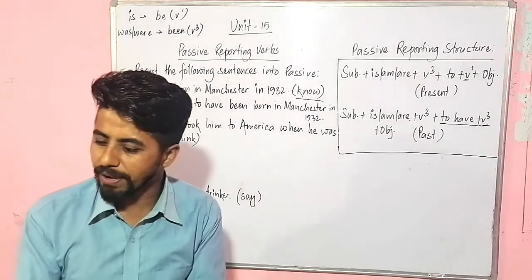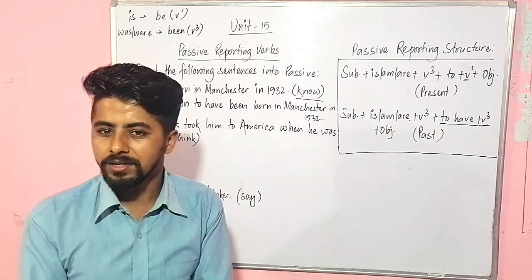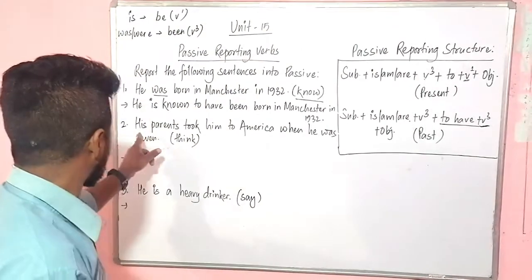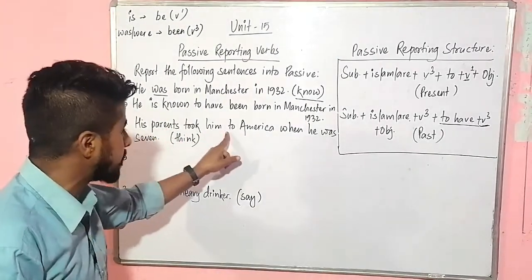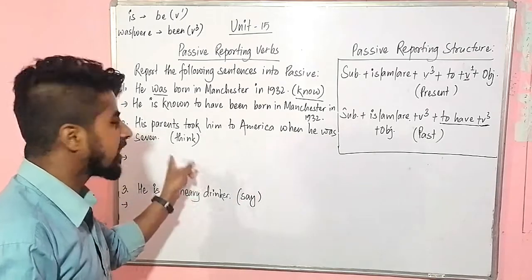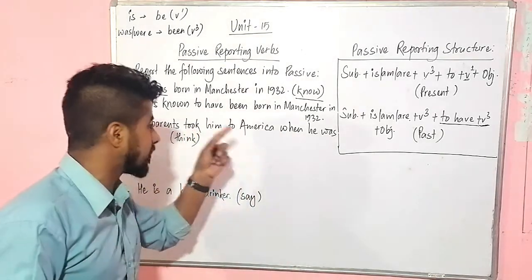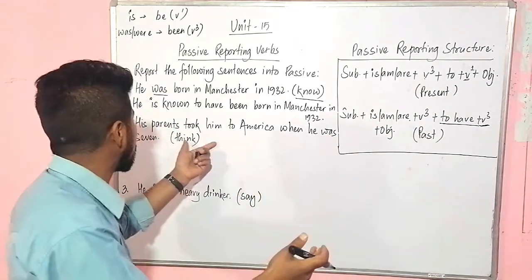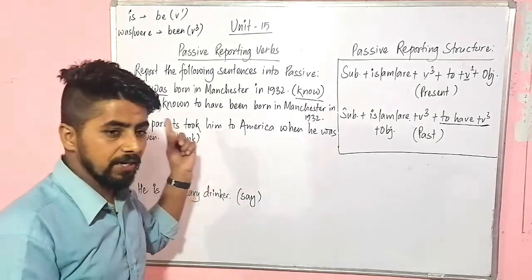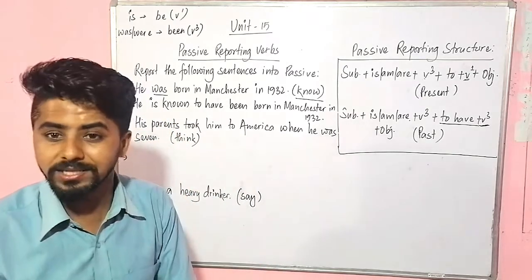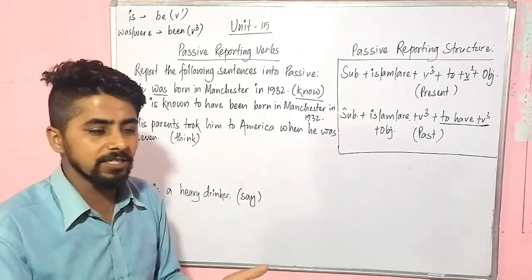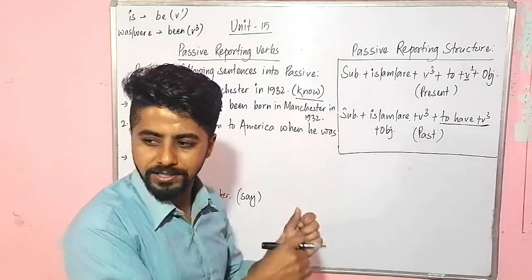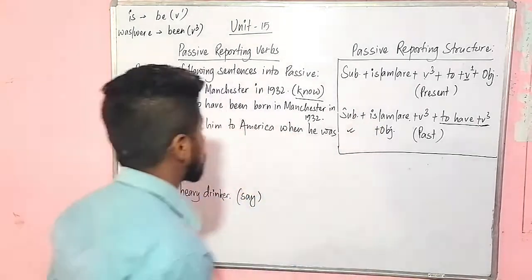So what is the process? First of all, we have to identify, we have to recognize which tense is given, either present or past. Let's read the sentence. His parents took him to America when he was 7. Here, took is given, so of course it is the past tense, isn't it? Because the verb took is given to us. Took means the action already happened, that means it is the past tense. So you identified it is the past tense, so let's use the second structure for this one also.